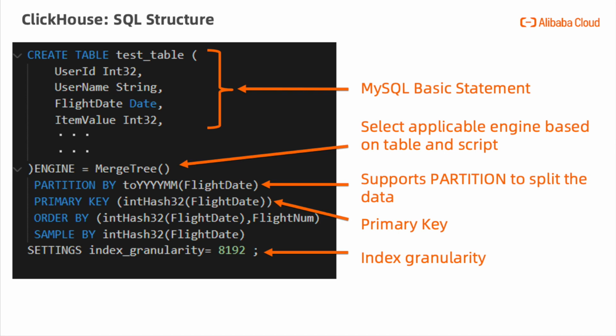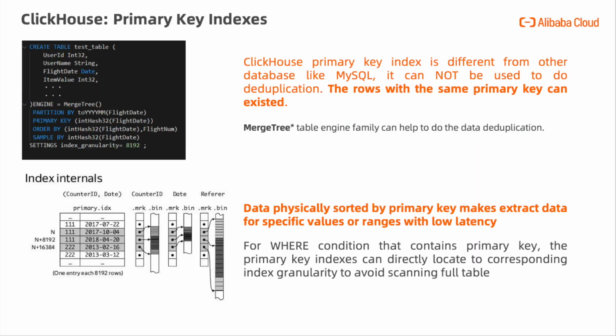For ClickHouse, you can define the primary key and the index granularity. But the primary key in ClickHouse is not like the primary key in MySQL. Actually, in ClickHouse, the primary key is a very important and distinctive feature that should be learned. The primary key of ClickHouse is not a distinct value in the table. In other words, there can be duplicate primary keys in a single table, which means that in ClickHouse, the primary key cannot be used to remove duplicate rows. If you want to do deduplication, the MergeTree table engine can help.